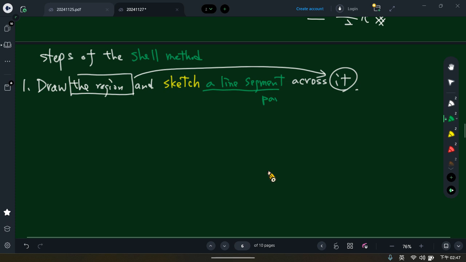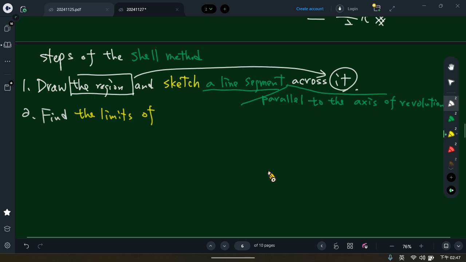It should be parallel to the axis of revolution. That means the line segment should be parallel to the axis of revolution. That's how I will show you. Okay. Then the second part is to find the limits of the integration.